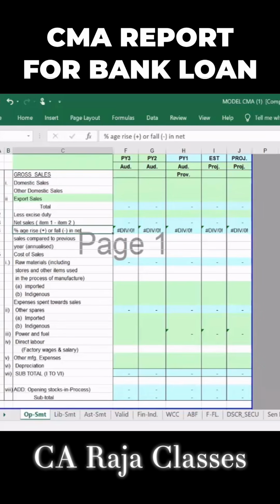Because look at here, this sales captures what is the movement in sales, percentage rise or percentage fall. Let me just put some numbers. Let's say this is 100, 120, 150. So what you can notice is previous year 3 to 2 sales has increased by 20%, and 2 to 1 it has increased by 25%.